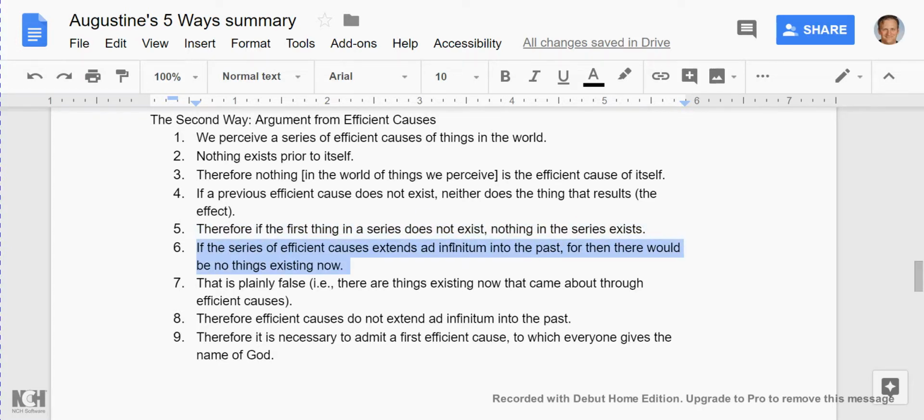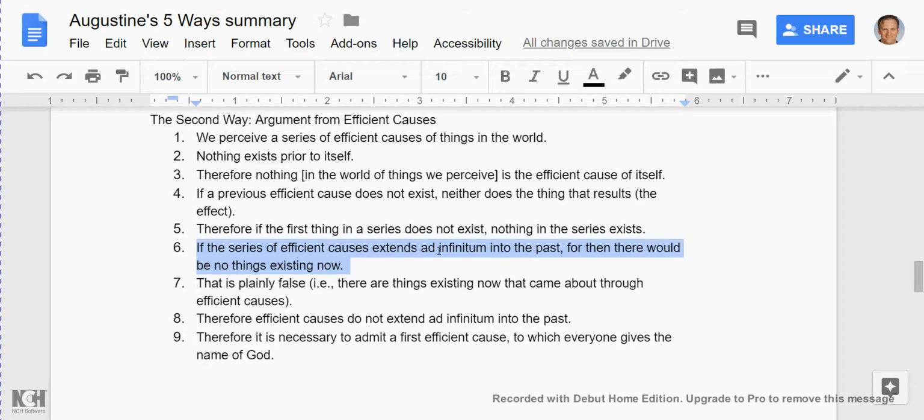If the series of efficient causes extends ad infinitum into the past, then there would be nothing existing now. Oh, that's very confusing. All right. Let's think about it, right? Do you know why that's the case? If everything went on infinitely, there would be no cause to create the next cause, to create the next cause, to create the next cause. Nothing would happen to set things into motion. Nothing would happen to make time happen. All right? That's a complicated concept.